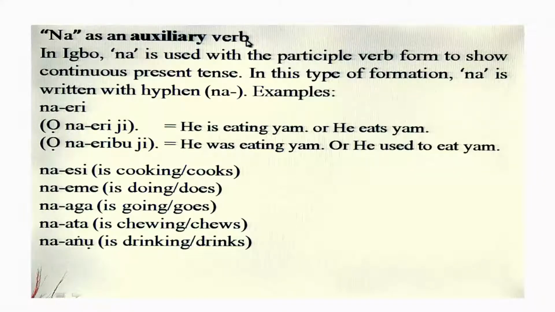Now let's look at na as an auxiliary verb. In Igbo, na is used with the participle form of verbs to show continuous present tense. In this type of formation, na is written with a hyphen, as we have in the examples below. Na-eri, ọ na-eri ji. He is eating yam. It could also translate to mean he eats yam. Progressive. Ọ na-eribu ji. He was eating yam, or he used to eat yam. Na-esi, is cooking or cooks; na-eme, is doing or does; na-aga, is going or goes; na-ata, is chewing or chews; na-aṅụ, is drinking or drinks.